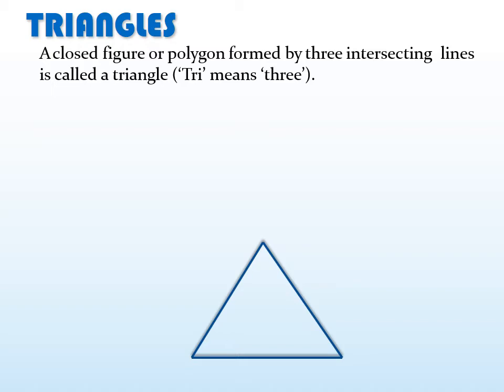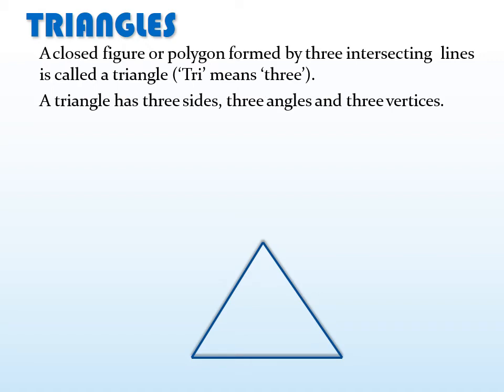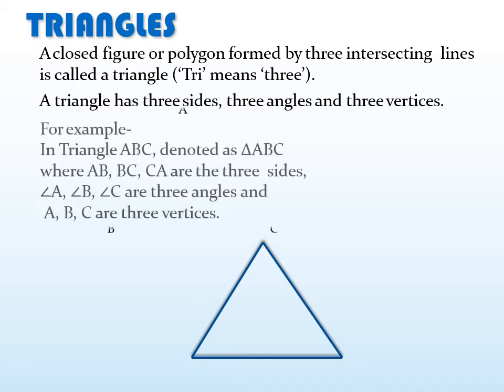Triangles are closed figures or polygons formed by three intersecting lines. By the word tri, we mean three. A triangle has three sides, three angles, and three vertices.